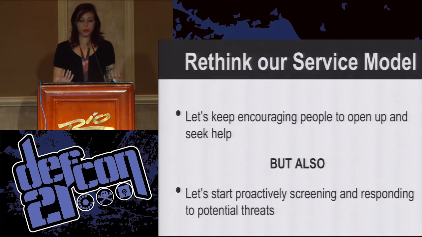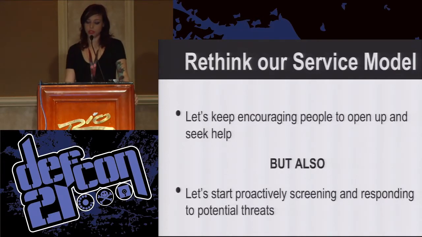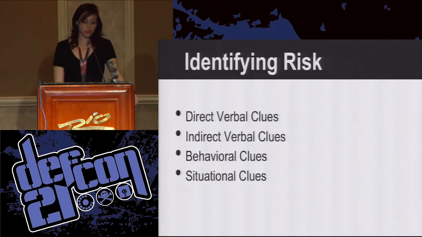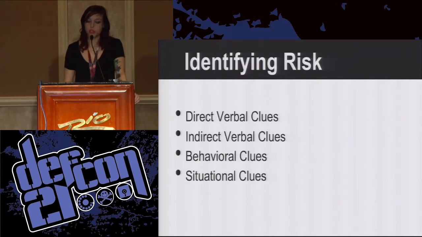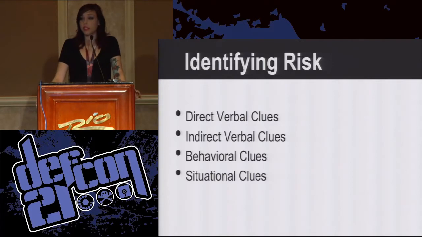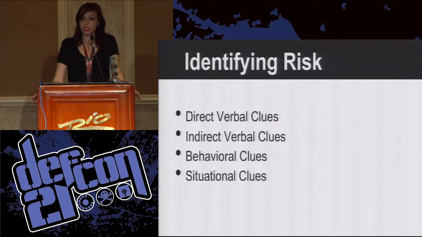So we need to keep encouraging people to open up and seek help, but let's start proactively screening and responding to these potential threats. So how are we going to identify risk? There's a few different types of clues that you want to look for. Direct verbal cues. This is relatively obvious. "I wish I were dead." "If I don't get a boyfriend soon, I'm going to throw myself off a bridge." Pretty obvious. Often encoded as jokes. So keep your eyes out for that.